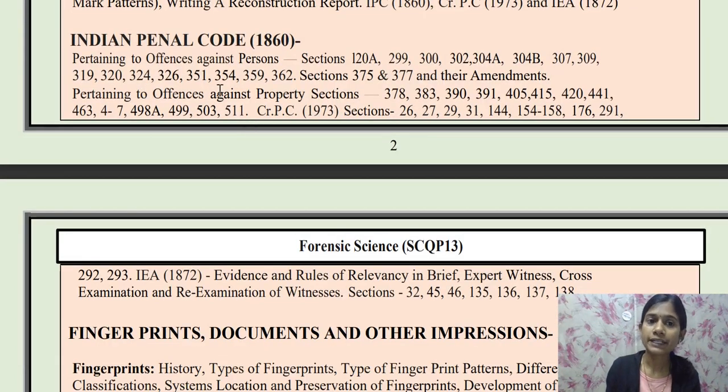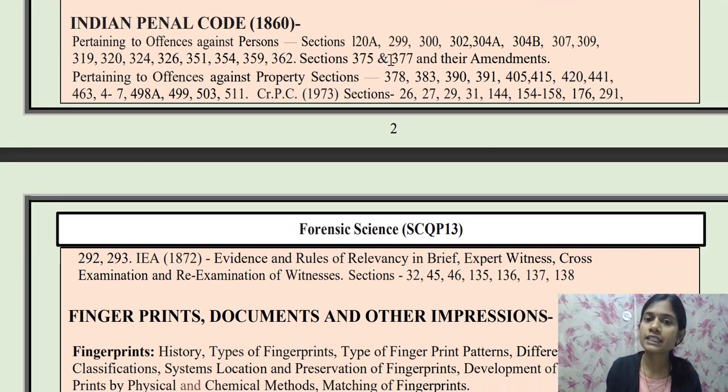Legal sections pertaining to offences against persons, like sections 120, 299, 300, 302. Sections 299, 300, 302, from the 200s, are related to murder and murder-related crimes up to 309. Next, coming to 319 to 326, these sections are related to hurt and grievous hurt. 319 is the hurt, 320 is the grievous hurt, and related crimes within that include 324 and 326. In the same way, these are the different sections.